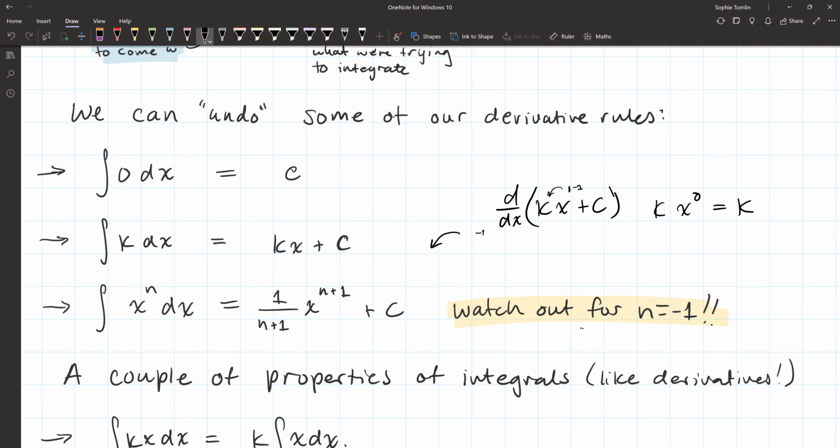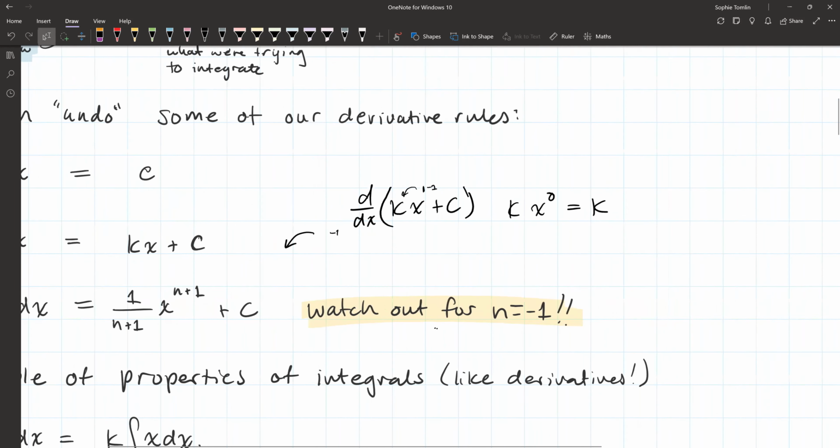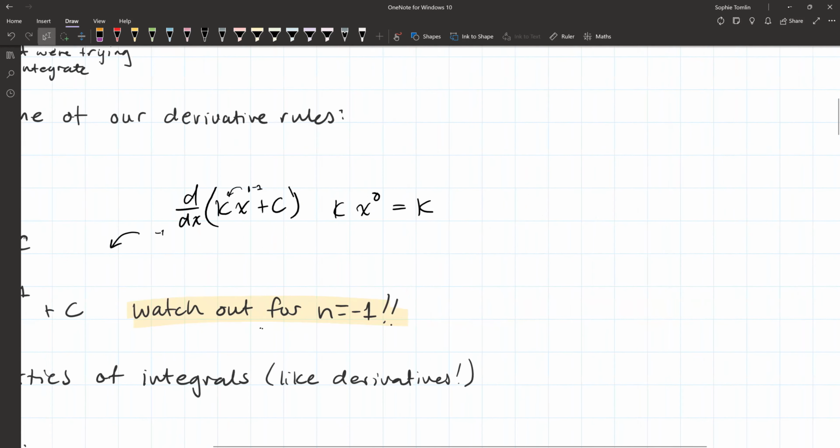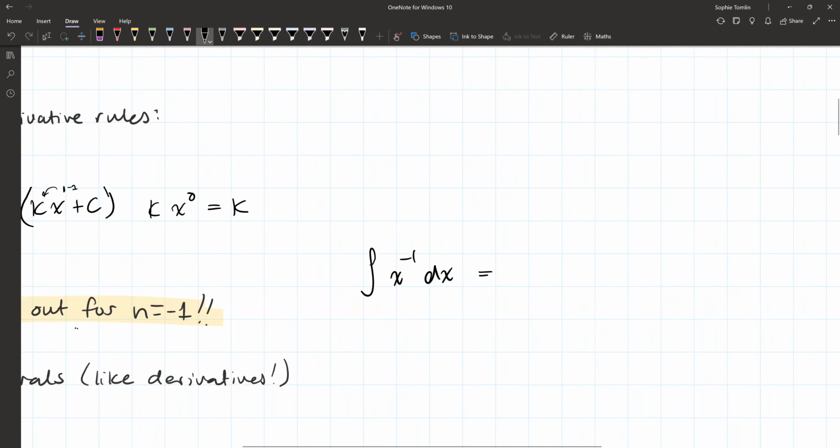One particular case of this, though, is when we have n equal to minus 1. So let's come over here for a second. Let's say we have our integral of x to the minus 1 dx. Another way that we can write this would be the integral of 1 over x dx.